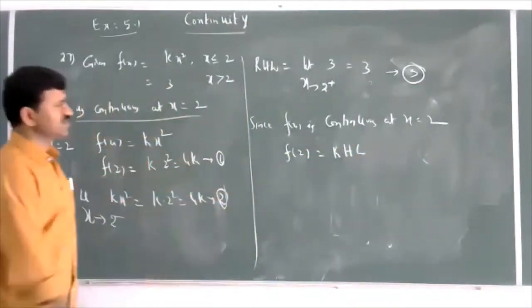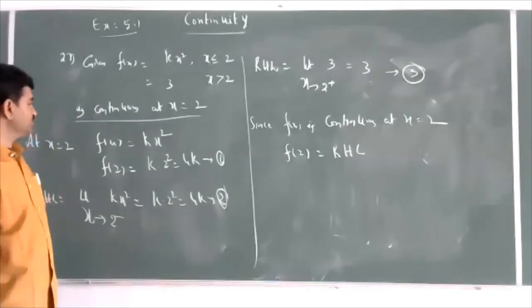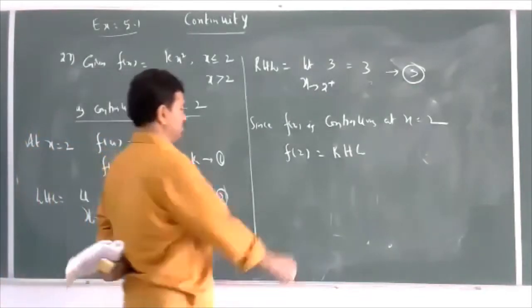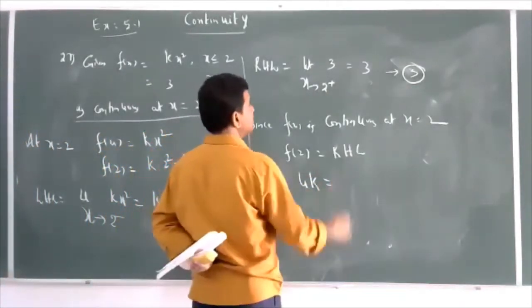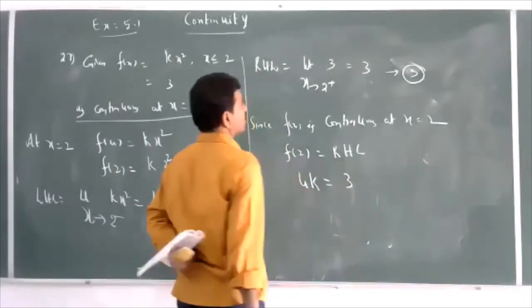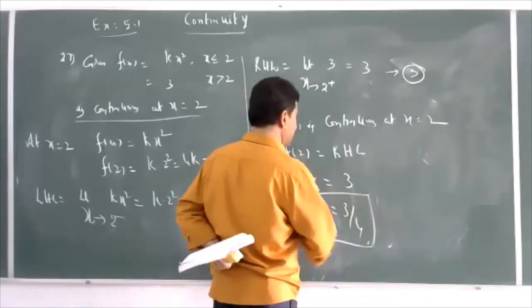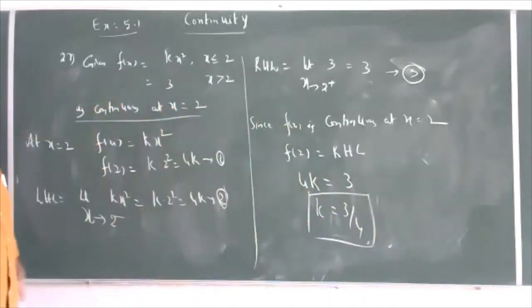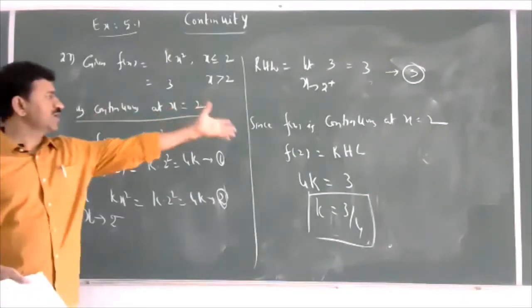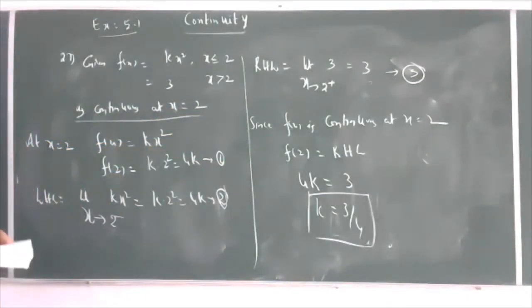Any two of these three we can equate. So 4k is equal to 3. k is equal to 3 by 4. This is the answer. The k value is 3 by 4. So already it is given as continuous, so we can use equating of any two.